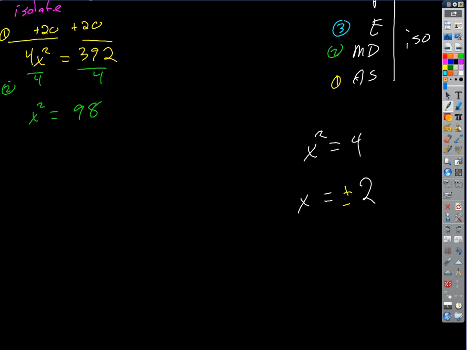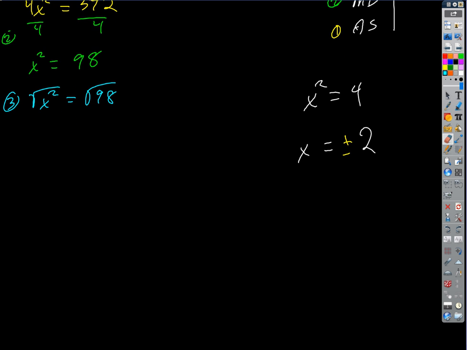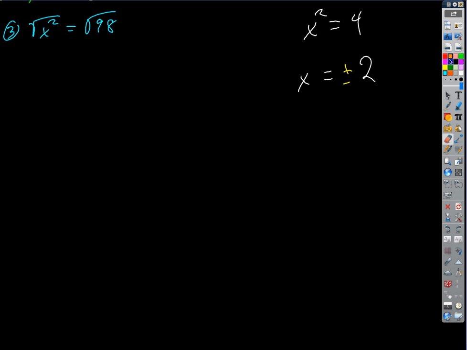Here's why it happens. If we look at the algebra, if I square root both sides, and that's step 3, the square root of x squared is equal to the square root of 98. But let's think about this now. What is the square root of x squared? Let's think of that as just being some function. Let's just call this g of x. So g of x is the square root of x squared. Let's evaluate the function at 4. What's g of 4?